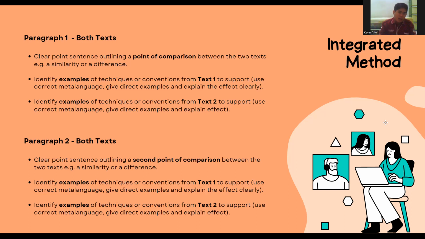In paragraph 2, it is actually the same as paragraph 1. The key points are almost the same, which you can see right here. We have a clear point sentence outlining a second point of comparison. We have to identify examples of techniques or conventions from text 1 to support, and then we have to identify examples of techniques or conventions from text 2 to support. And don't forget to explain and give a direct example in both text 1 and text 2, and we have to explain the effects clearly so that our audience can understand what we are comparing.